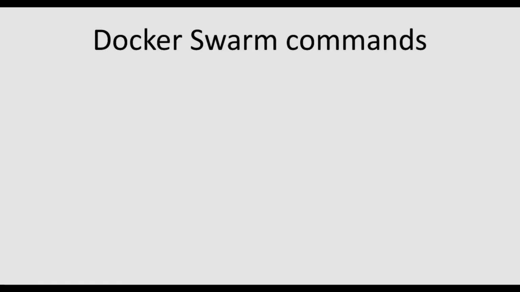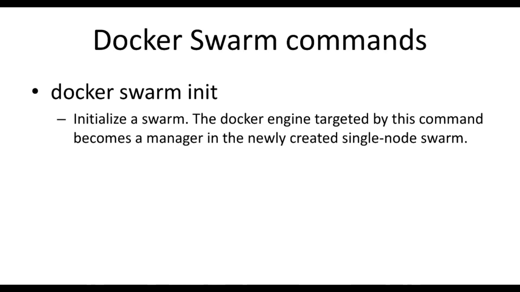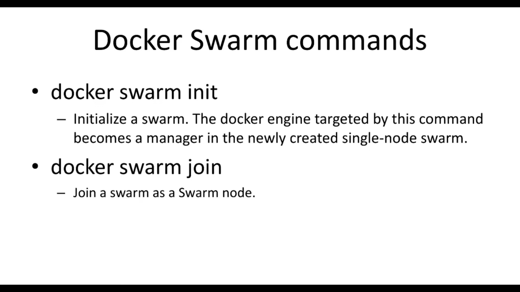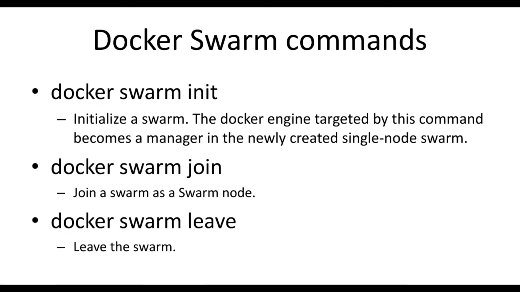Let's recap. We have introduced 2 important Docker Swarm commands in this lecture. Docker swarm init command will initialize a swarm. The Docker engine targeted by this command becomes a manager in the newly created single-node swarm. Docker swarm join command will join a swarm as a swarm node. In case you want to disconnect a node from a swarm cluster, you can run docker swarm leave to leave the swarm.